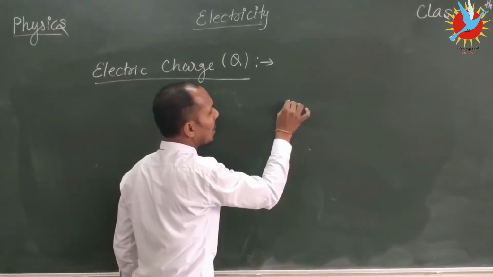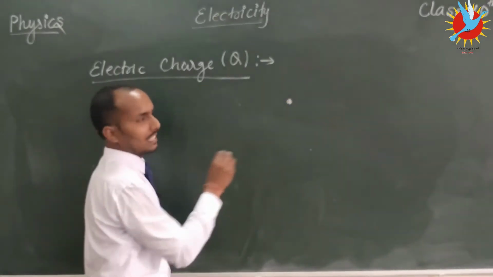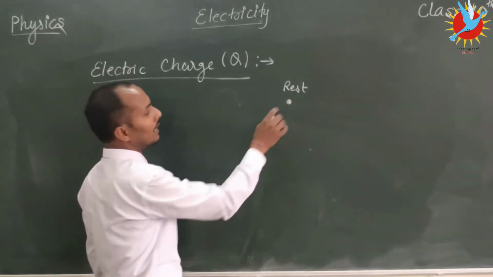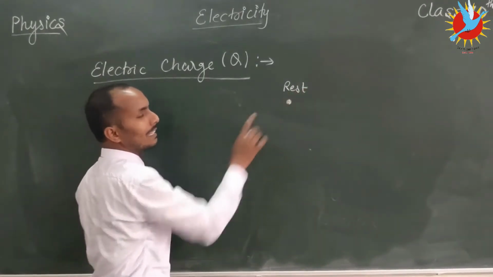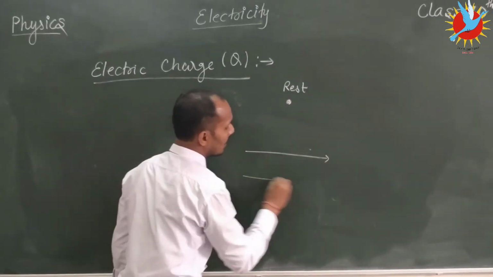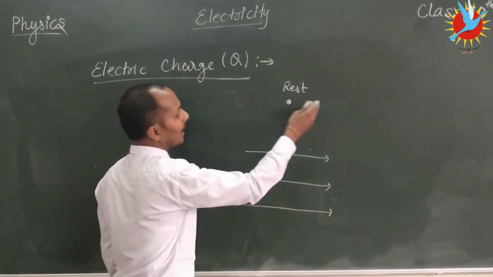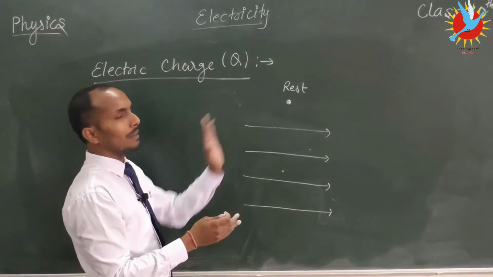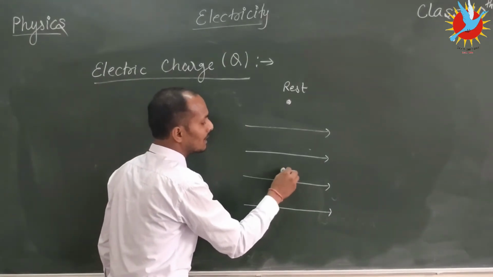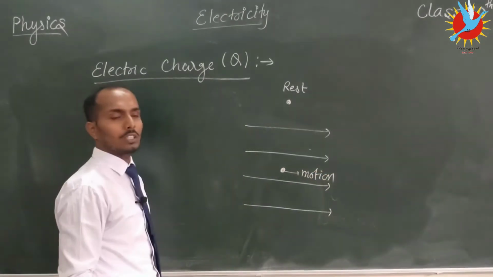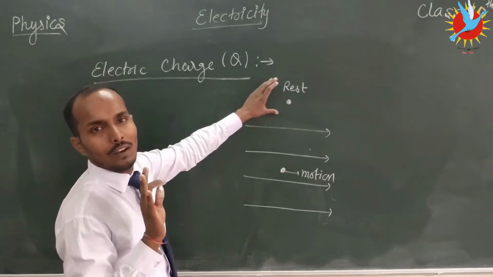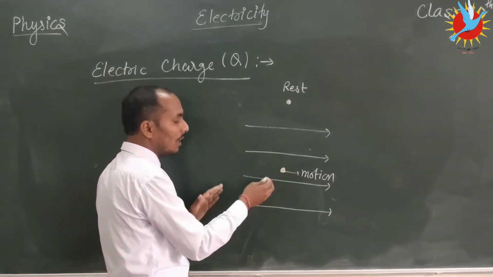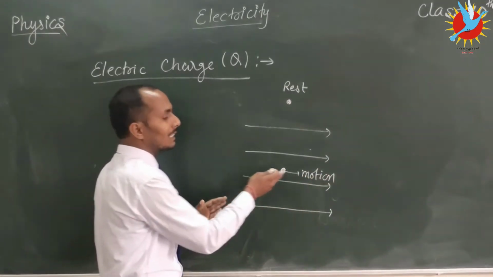Suppose I have a particle or a piece of matter here, and it is initially at rest when there is no electric field. But when we apply some electric field here, then we find that it is in motion. Initially it is at rest when there is no electric field, but when we apply an electric field, it is in motion.